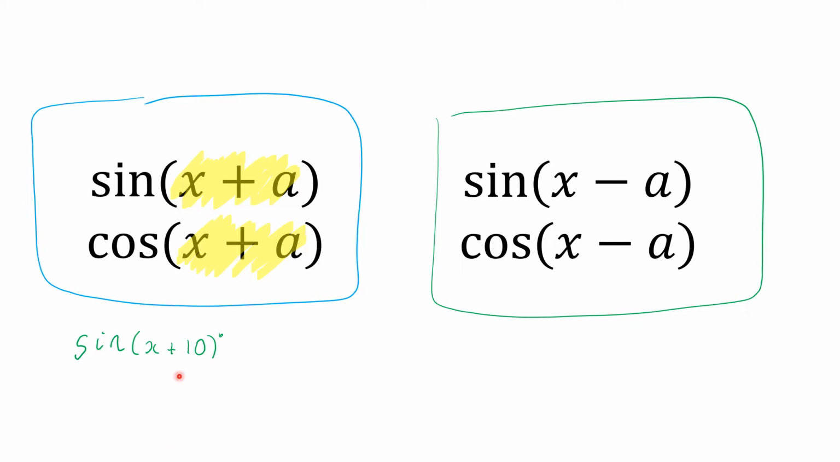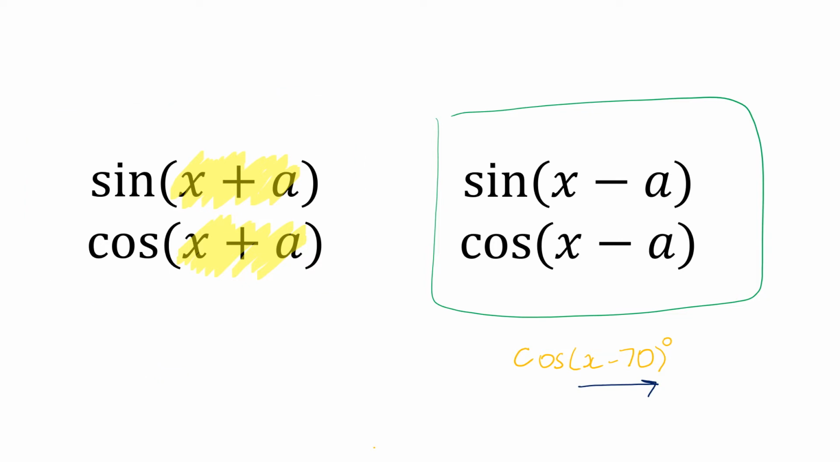And when you look at this, if this was talking about horizontal movement, you would probably imagine that we would move 10 degrees to the right. But actually, when we're looking inside of a bracket, we move the opposite way to what you think. So if we see x plus 10, we're actually going to shift everything 10 degrees to the left. If we saw something like cos of x minus 70 degrees, you would expect to move left, but inside the bracket does the opposite to what you think. So we would actually shift right 70 degrees.